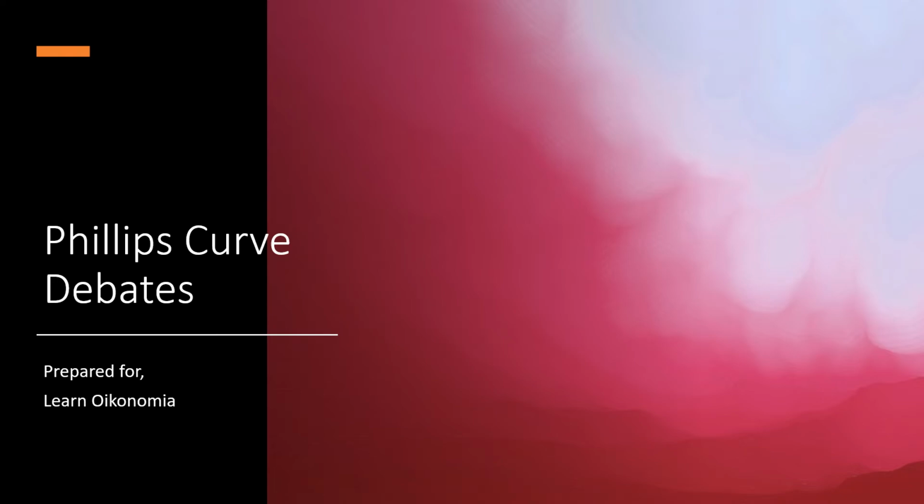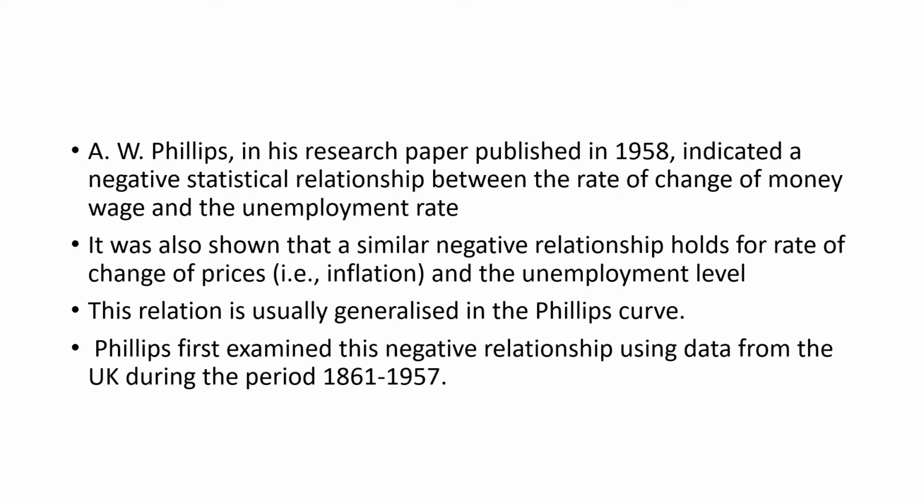In this video, we are going to discuss the Phillips Curve Debate. A.W. Phillips, in his research paper which was published in 1958, indicated a negative statistical relationship between the rate of change in money wage and the rate of change in unemployment rate.